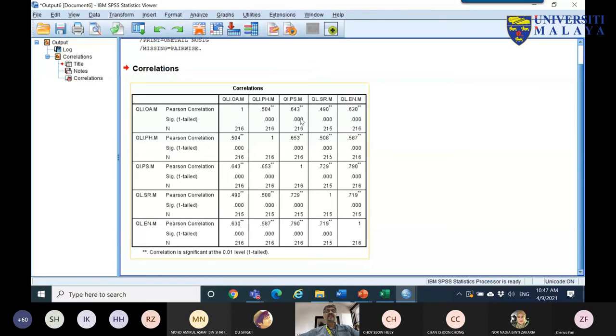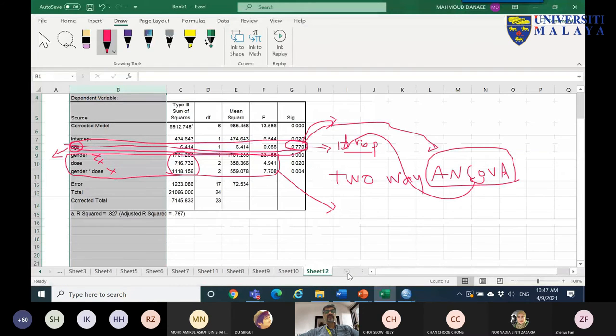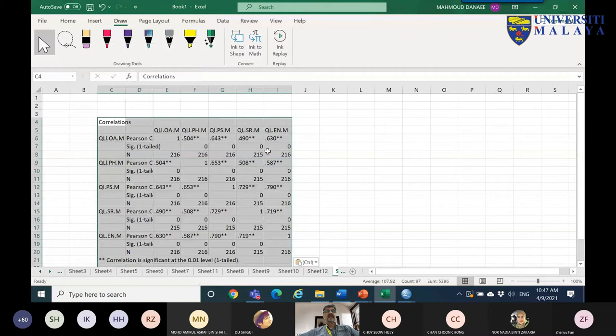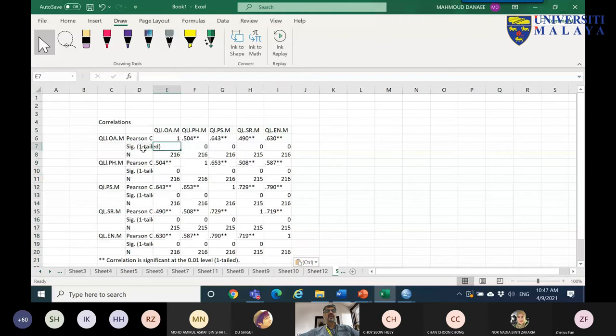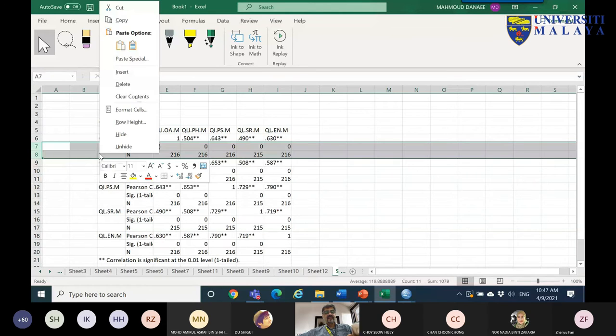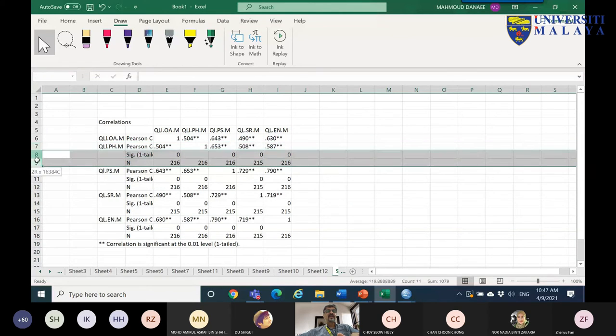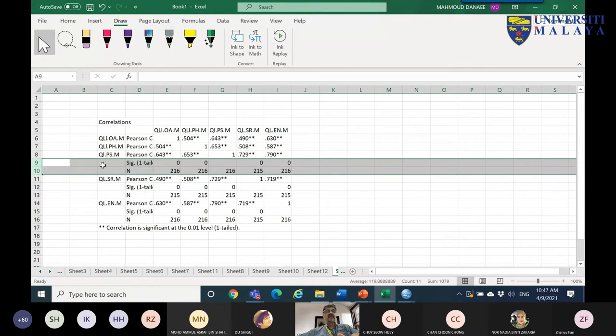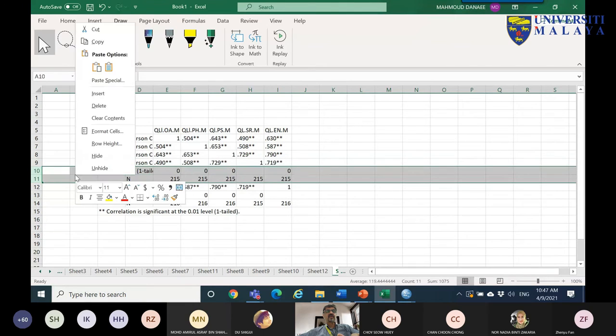Now, this is the table. When you want to report this table, don't copy paste this table. Let me show you how you need to report this table in the right form. So you copy this table in Excel. Of course, we don't need the numbers and p-value. Academically, we don't need it. We just remove this part of the table.